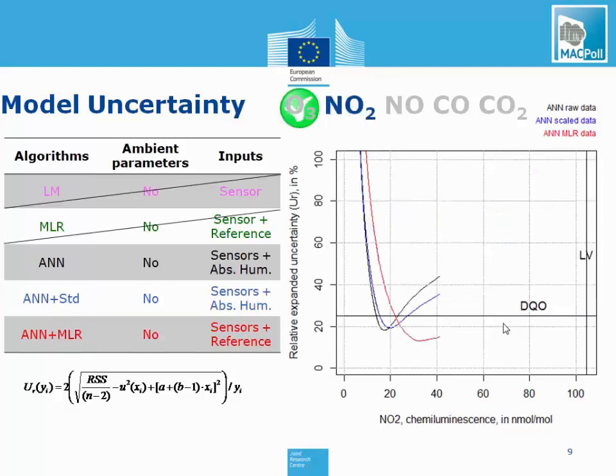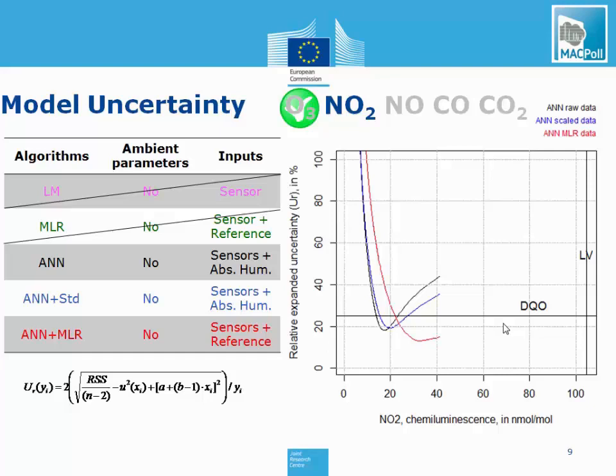We did the same for all the other gaseous species. For NO2, the results were very different. I will not talk about LR and MLR, so linear and multilinear, because they were really out of range. Just the artificial neural network. The best was, again, the artificial neural network based on pre-calibrated data, but they need a lot of other input. They need reference measurement to correct the sensors data, the basic sensor data.